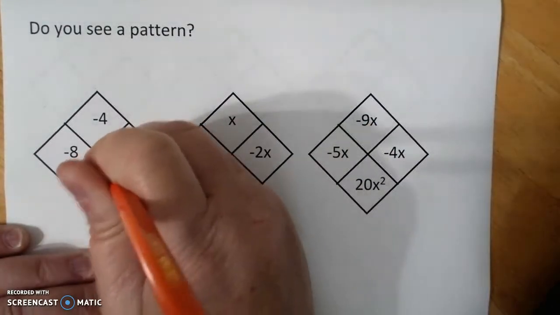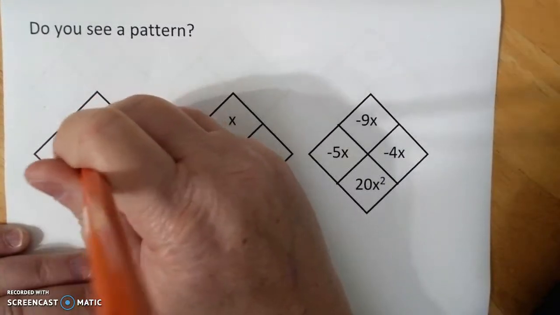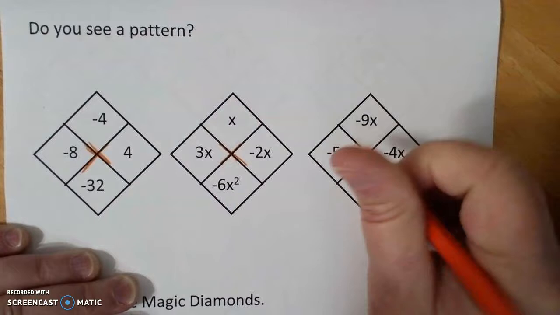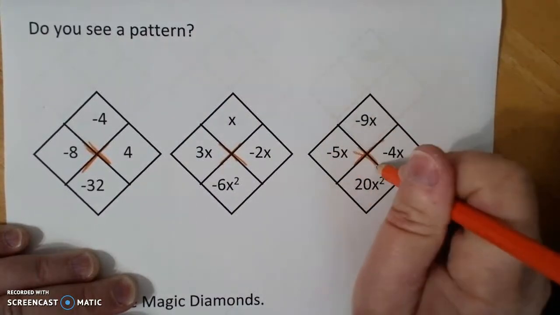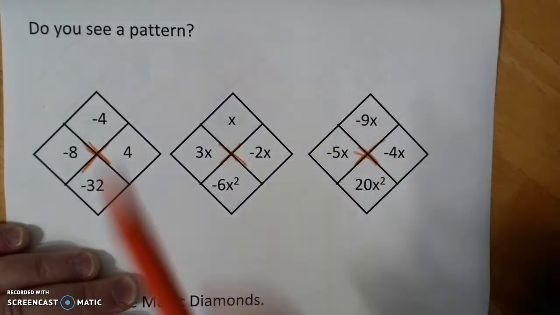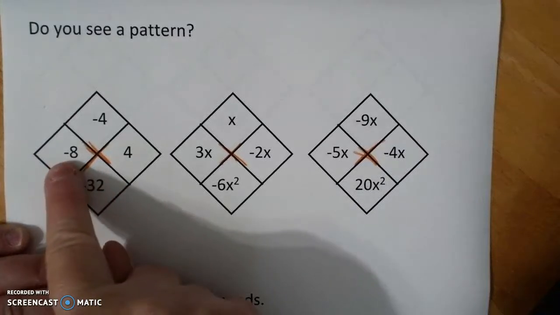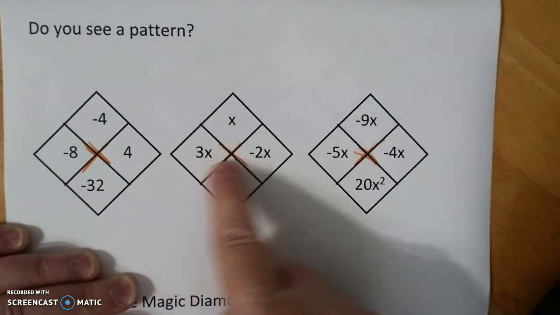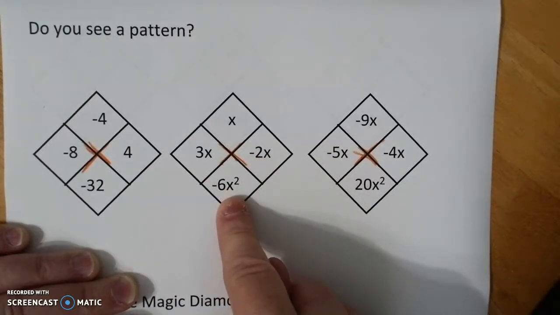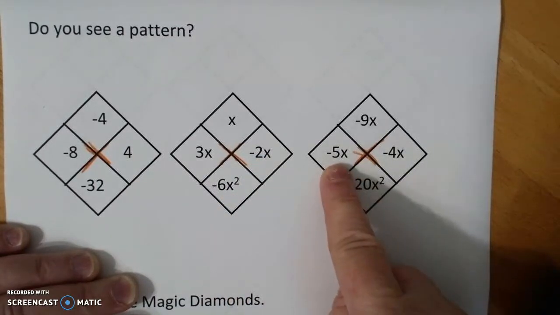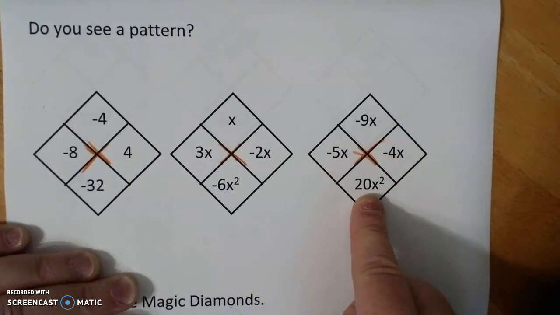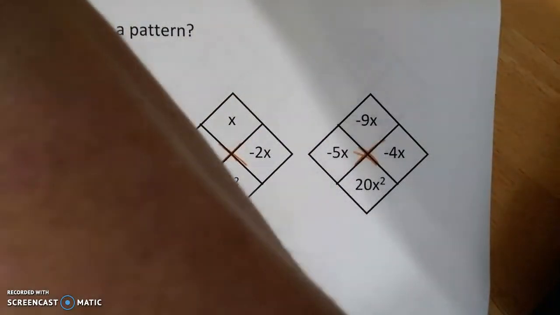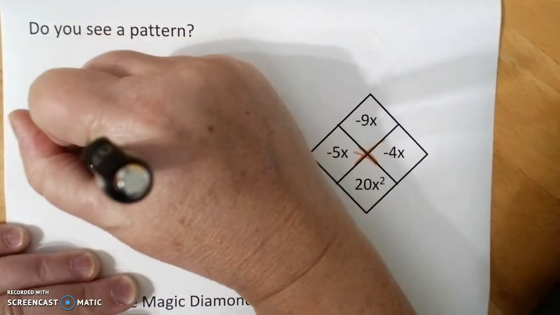So I'm going to use my orange and I'm going to say multiply. Now if you multiply -8 times 4, you get -32. And if you multiply 3x times -2x, you get -6x. And if you multiply -5x and -4x, you get 20x. The other one is to add.